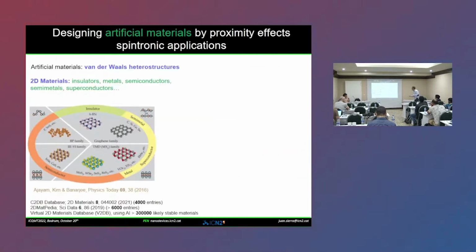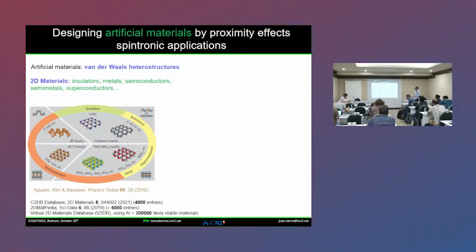Okay, so another way to give you a flavor of the topic of the talk is here. It is the design of artificial materials by proximity effects and some spintronic applications. There are two keywords here. One is artificial materials and the other is proximity effects. What we mean by artificial materials is that we work with van der Waals heterostructures that are made of different two-dimensional materials.